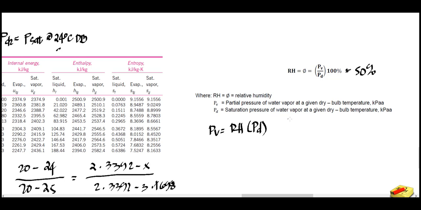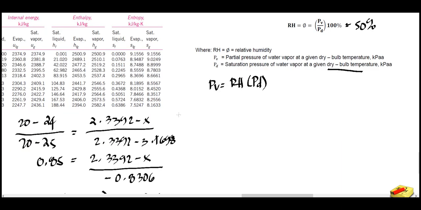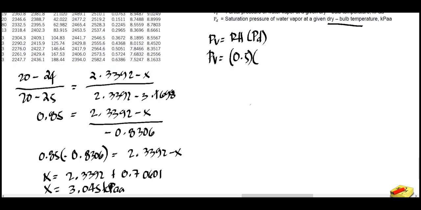So take note, the definition, saturation pressure of water vapor at the given dry bulb. Since we have a given dry bulb, we can get the partial pressure of water vapor at given dry bulb. Okay, so that's one way that we determine the value. So since we have now the partial pressure of vapor, it will be multiplied by 0.5 since we have around 50%. Then we have your 3.045, so that will be kPa absolute. So we have now the partial pressure of vapor at the given dry bulb temperature. So we have 1.5225 kPa absolute, so that will be the partial pressure of vapor.